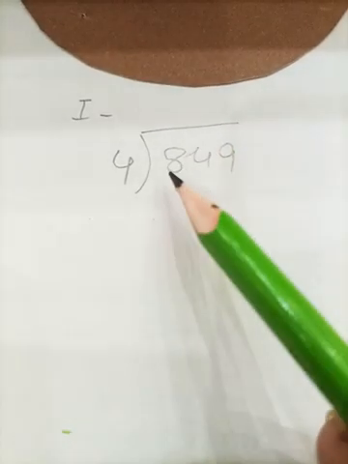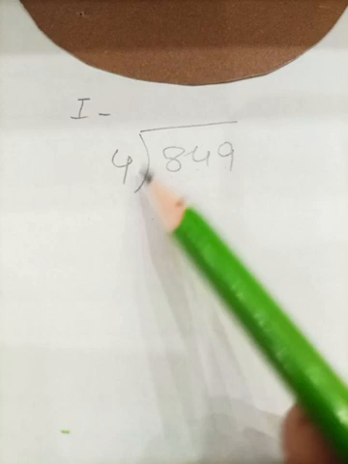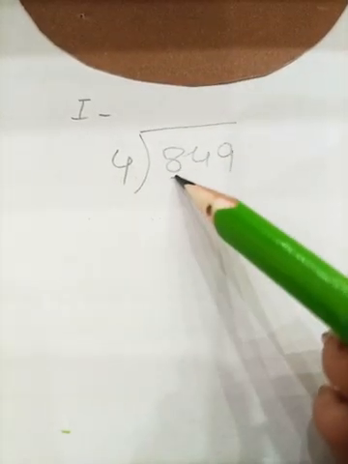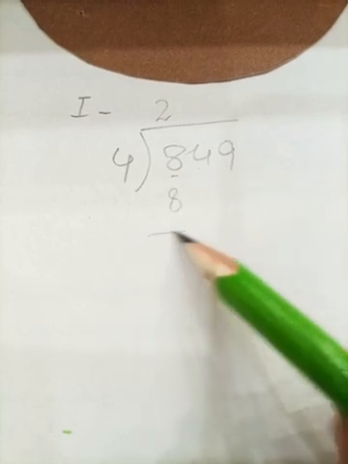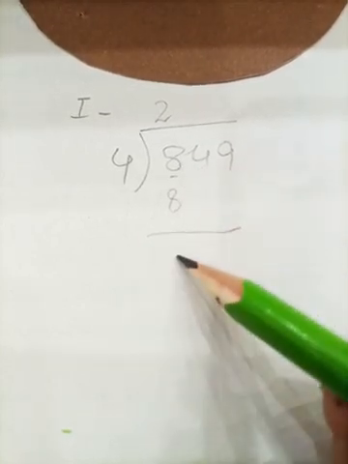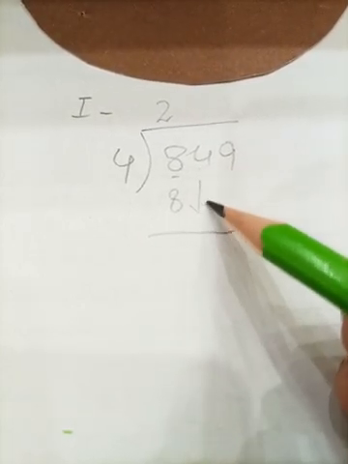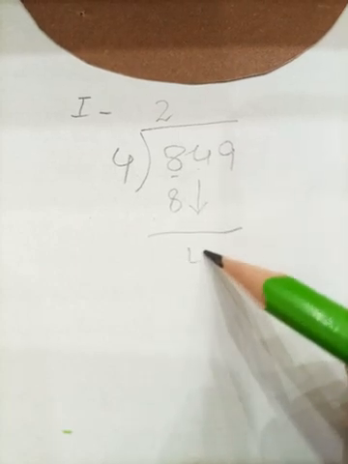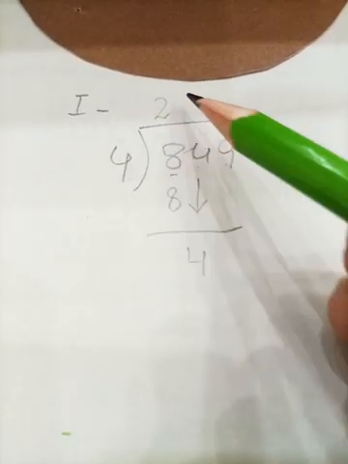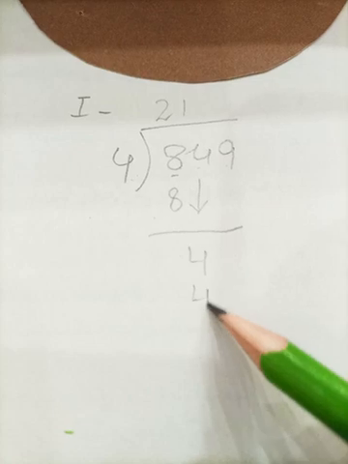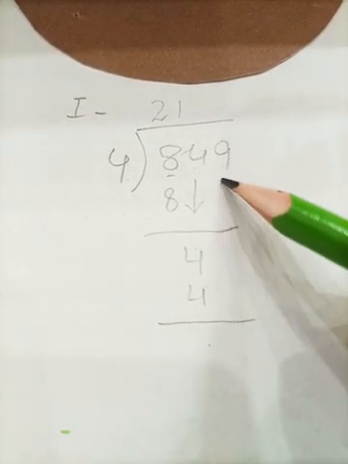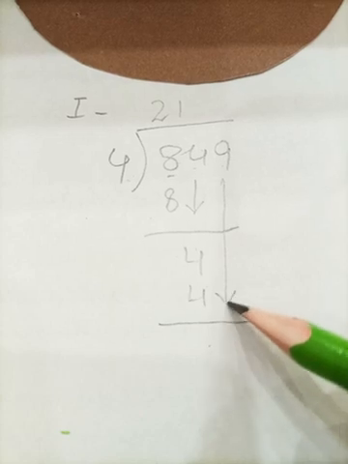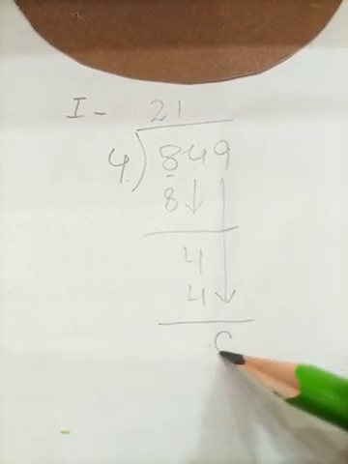Now students, let's divide 849 by 4. Firstly, we will divide our first digit, that is 4 2s are 8. Next is subtraction. 8 minus 8 is 0. So we are going to bring our second number down here. So 4 1s are 4. Subtraction. 4 minus 4 is 0. So we are taking our third digit down here, that is the 9.